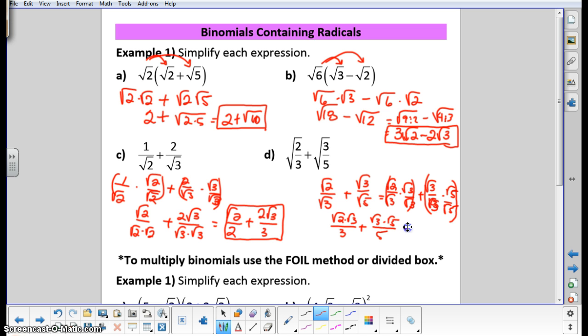We're going to simplify these. Root 3 times root 2 is root 6 over 3. 3 times 5 is 15 over 5. Since that's a root 6, that's a root 15, we cannot combine these two terms, and we are done.